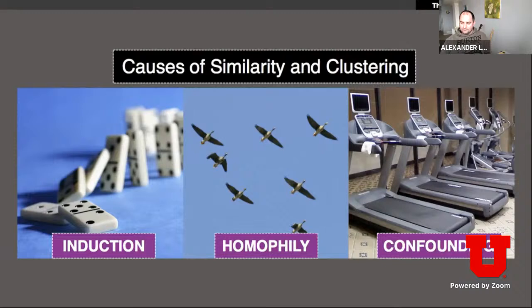And the last possibility is what is known as confounding, because it confounds our ability to figure out what's going on. Here the idea is not that my weight gain is causing your weight gain, nor that I preferentially form a tie with you because you and I share the same body size, but rather that we share a common exposure to something like a health club that makes us both lose weight at the same time. And when we studied these data, we found evidence for all of these things, including for induction.